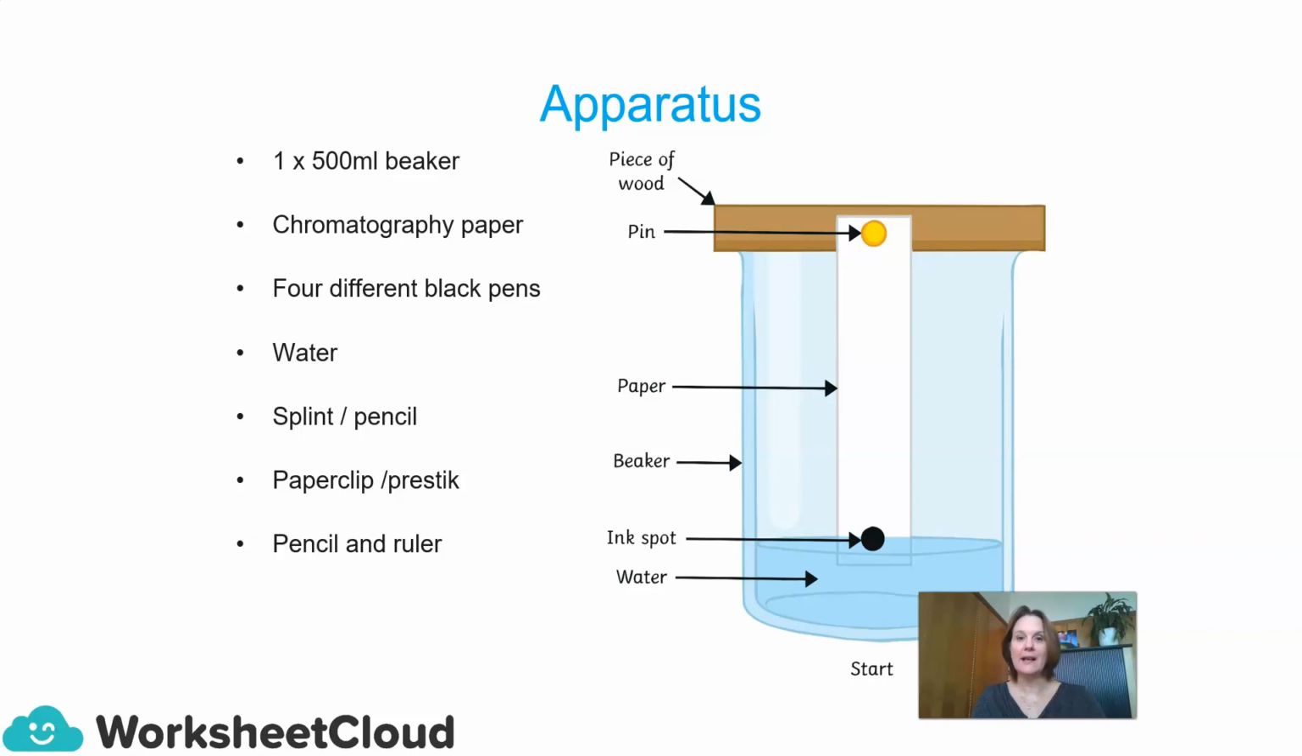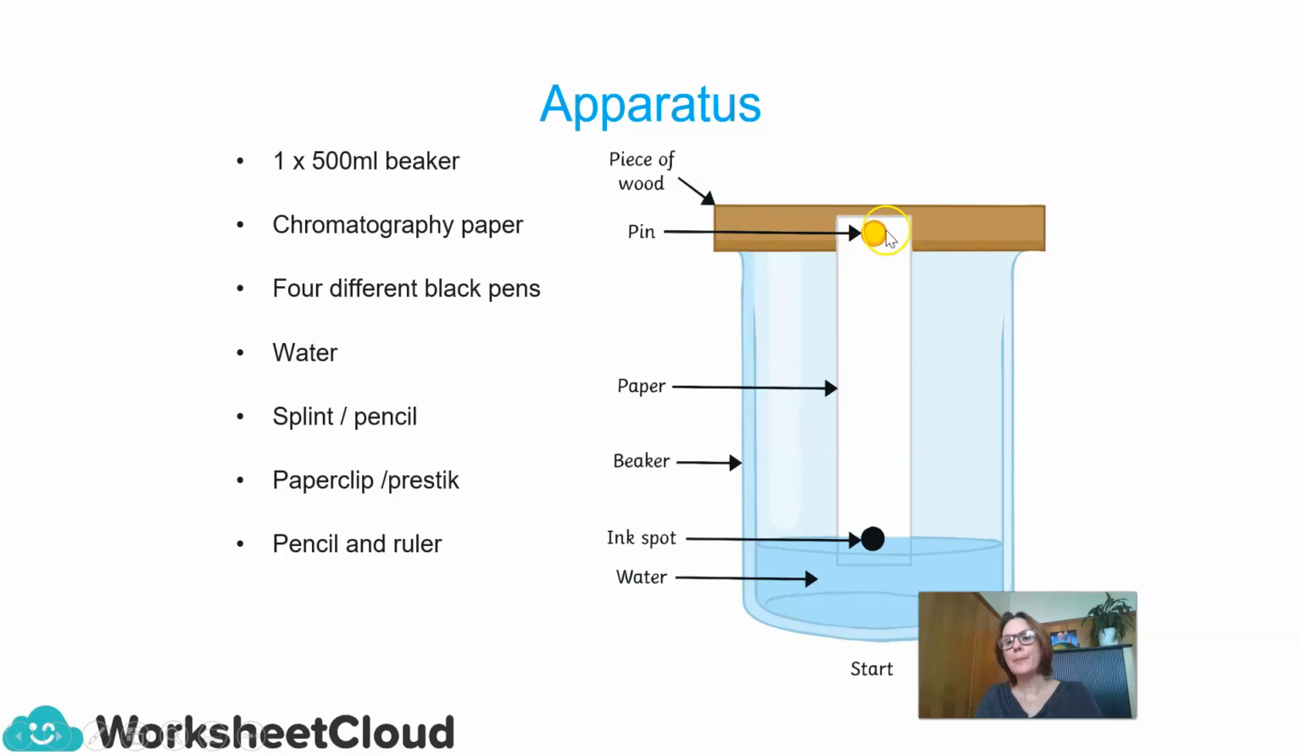Let's take a look at our apparatus. If we were going to be doing this in class, we would have our 500 ml beaker over here. We would have our chromatography paper. I used to just use filter paper. We would have 4 different black pens because I like to let you see the differences in the different inks and it's fun. But you can do this with just one black pen. You don't need lots of different ones. Water, which is our solvent over here. Our splint or our pencil.